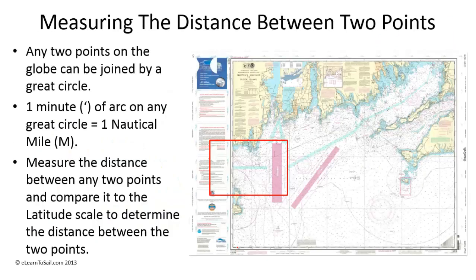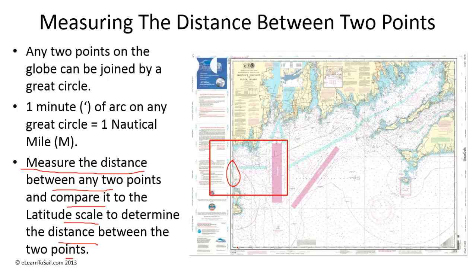So let's do an exercise. We're going to measure the distance between 2 points. Remember that any 2 points on the globe can be joined by a great circle. 1 minute of arc on any great circle is equal to 1 nautical mile. So the way we get distance measurements is we measure the distance between any 2 points and then compare it to the latitude scale on the side of the chart to get the distance between the 2 points. Now remember, when we're measuring along the latitude, we're measuring along a great circle.